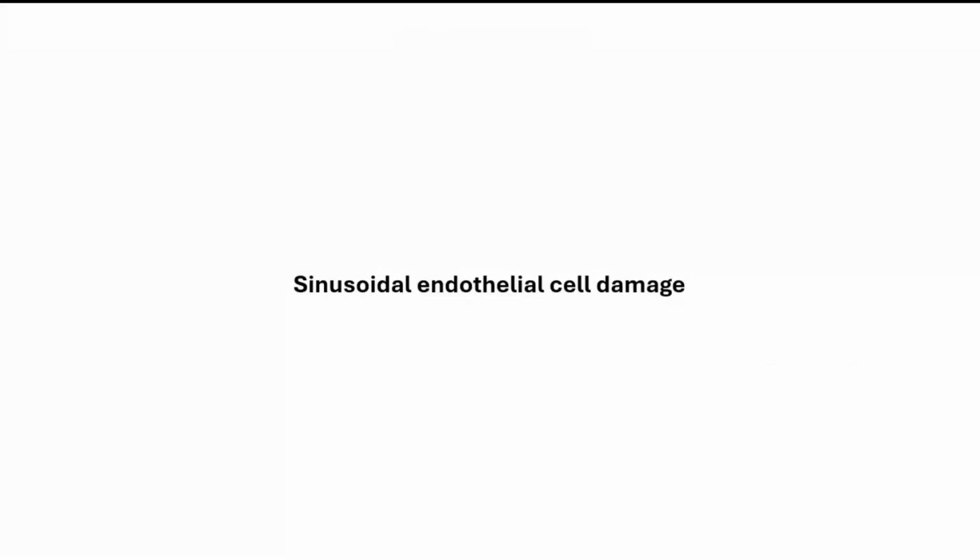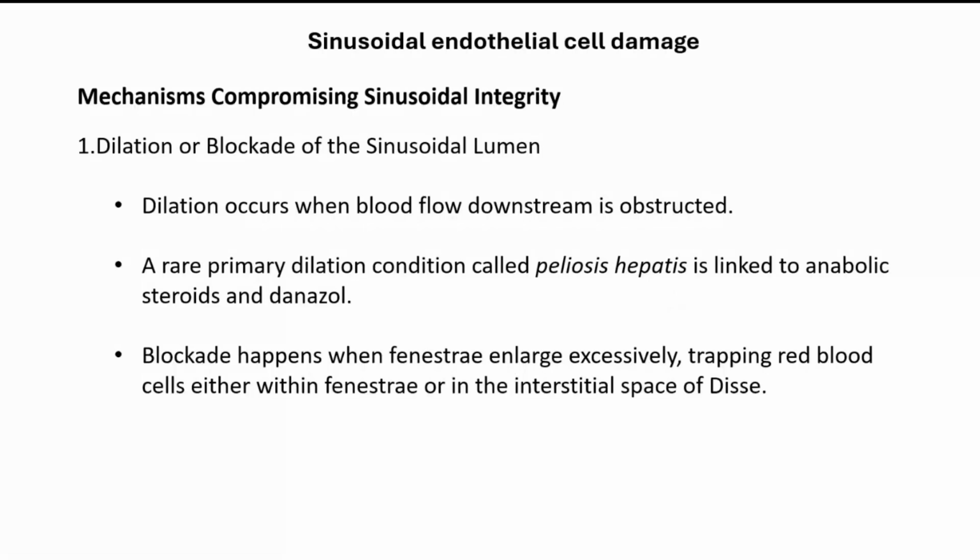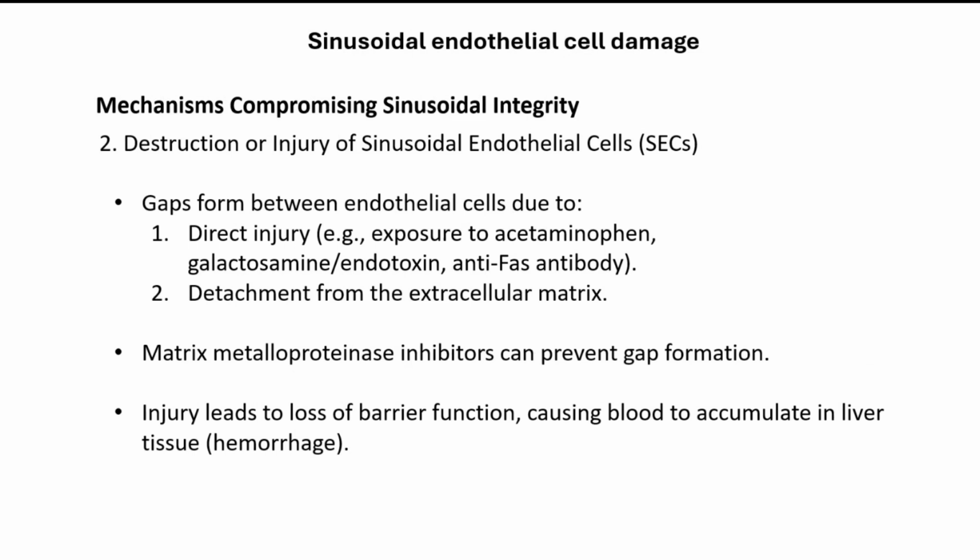So next, let us look at sinusoidal endothelial cell damage. There are four mechanisms. First is dilation or blockade of the sinusoidal lumen. Dilation occurs when blood flow downstream is obstructed. A rare primary dilation condition called peliosis hepatis is linked to anabolic steroids and danazol. Blockade happens when fenestrae enlarge excessively, trapping red blood cells either within the fenestrae or in the interstitial space of Disse.